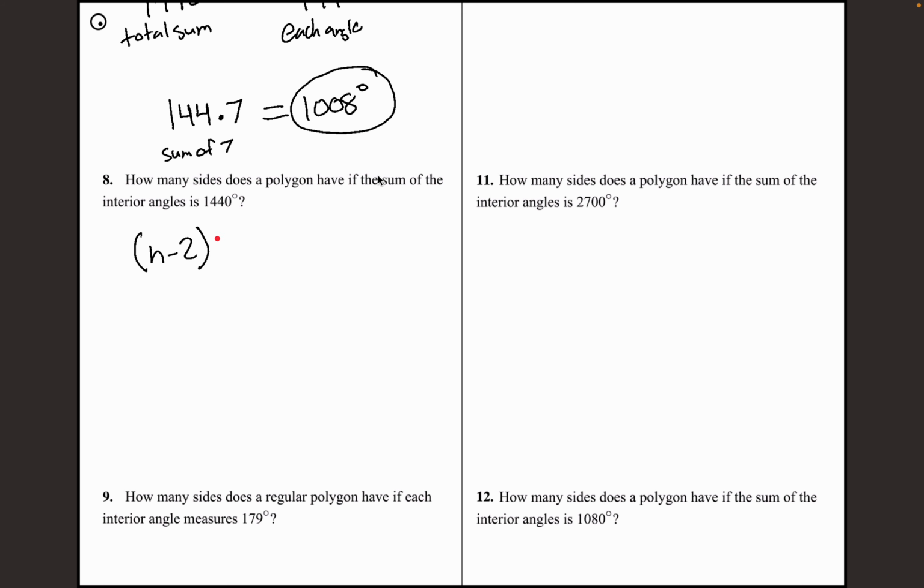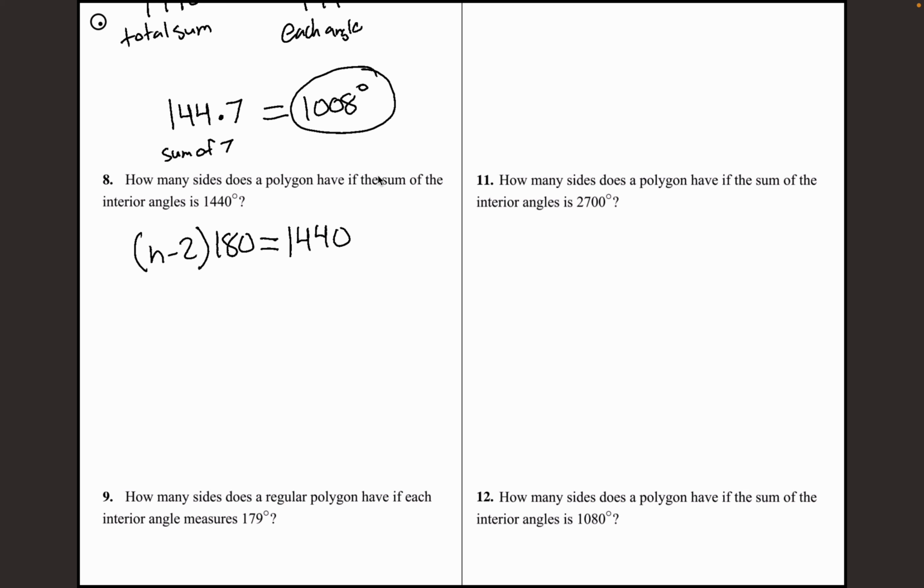We'll get there. N minus 2 times 180, okay? And that usually tells us how to find the sum. Well, this time we have the sum, so I'm going to, because usually this is going to equal x, and that's what we're solving for. This time I'm going to put 1,440 here. Okay? And then I'm going to solve from here.